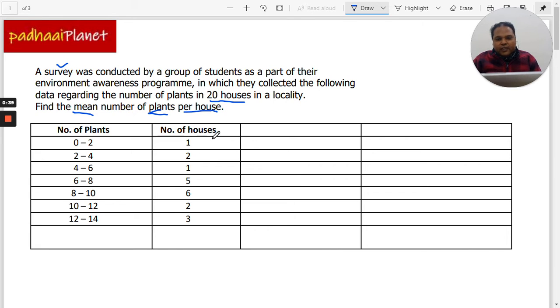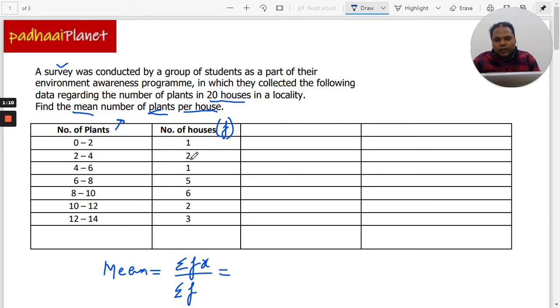As we all know, the mean of the data is simple. The mean of the data is equal to sigma fx over sigma f. Now the point is, what is f? We know that the number of houses is f, that's the frequency, right? And these are class intervals. This particular thing is the class interval.